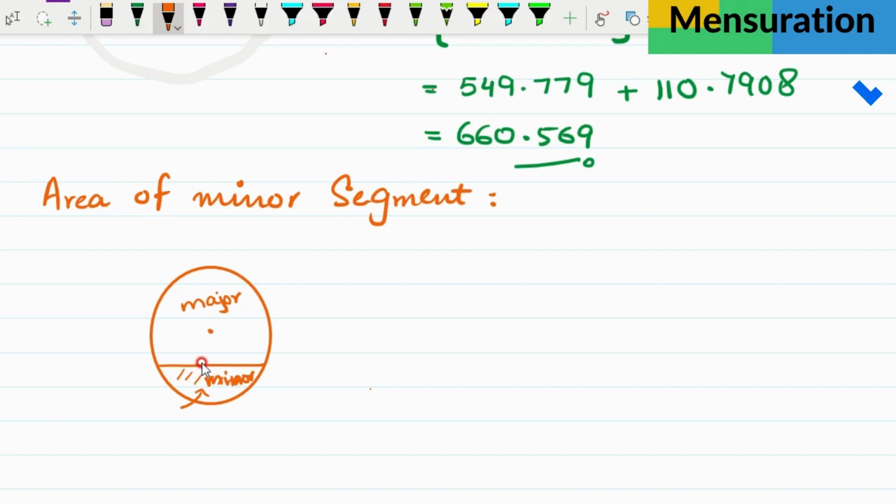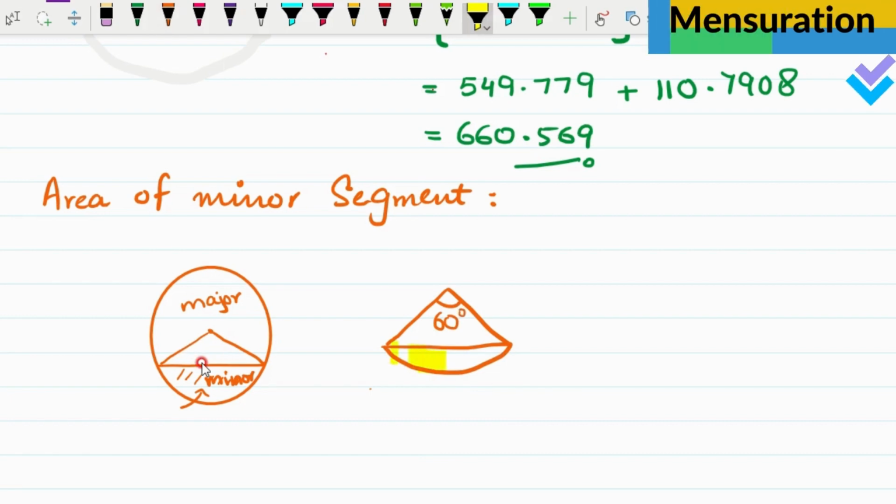So it means that if a question comes involving a triangle along this section, let me draw it separately. It will look like this: a triangle along the minor section, right? And let's suppose its angle is 60. Okay, and what do I have to find? This portion. I have to find this area.